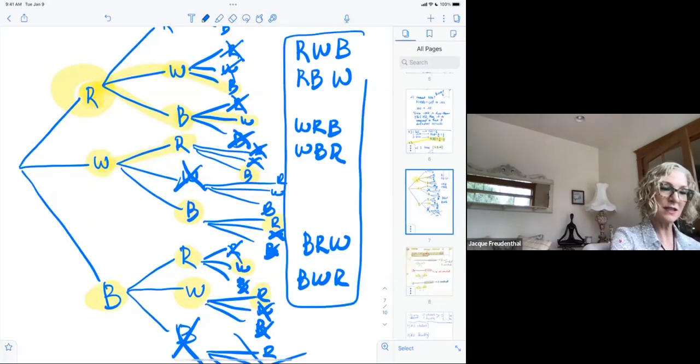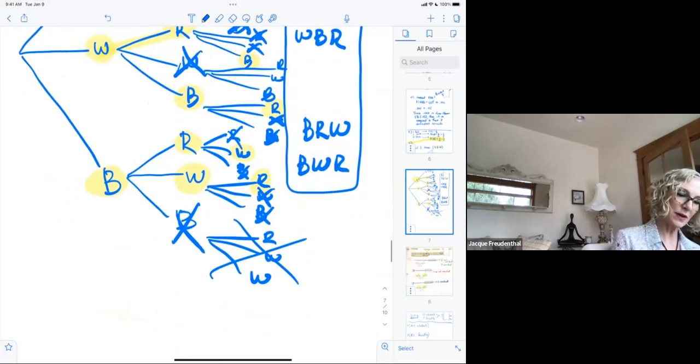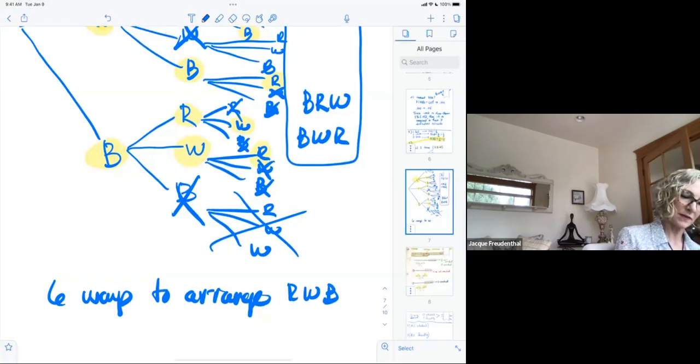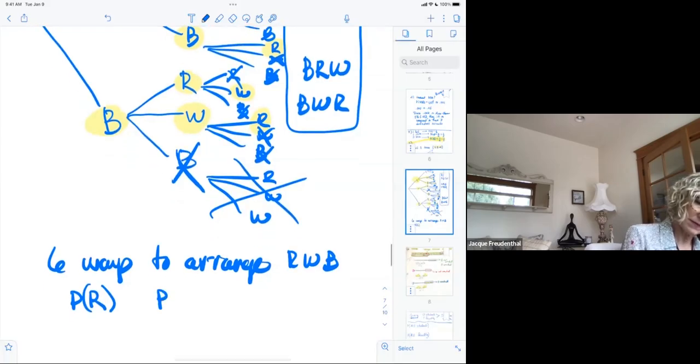Using a tree diagram, you might be able to just think about how many ways to arrange red, white, and blue, how many different ways, but here are the 6 ways. So I have 6 ways to arrange the red, the white, and the blue. Okay, so what is the probability of red? The probability of blue, and the probability of white.